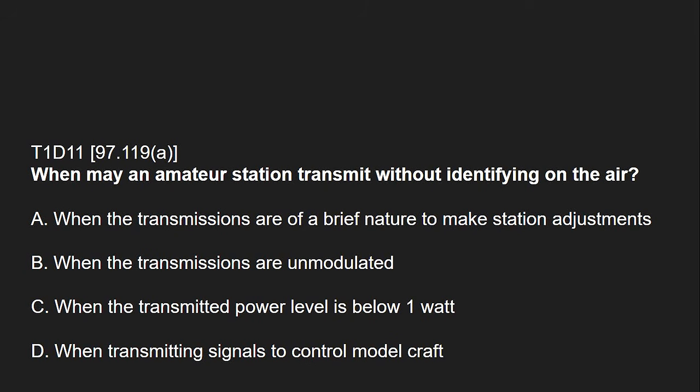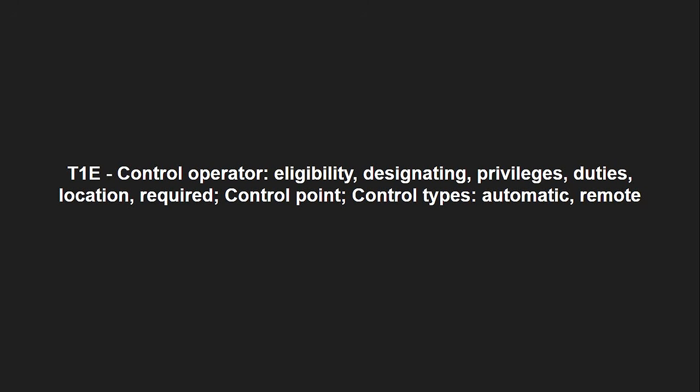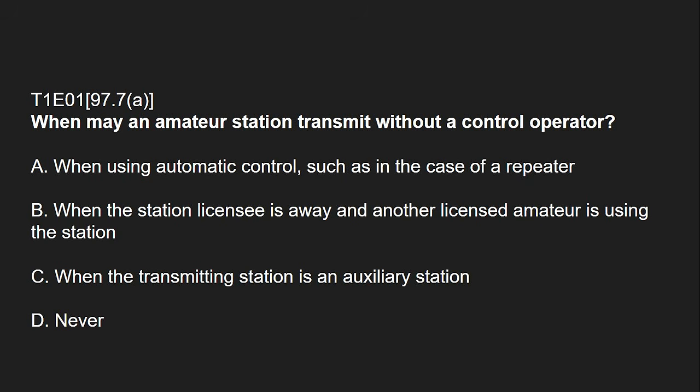T1D11, when may an amateur radio station transmit without identifying on the air? The answer is when transmitting signals to control model craft. T1E covers the control operator. Eligibility: designating privileges, duties, location, required control point, control types, automatic and remote. T1E01, when may an amateur station transmit without a control operator? And that is never.